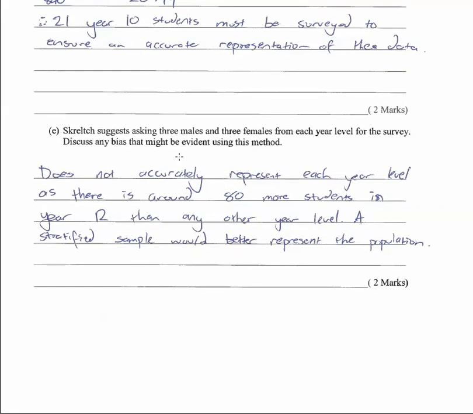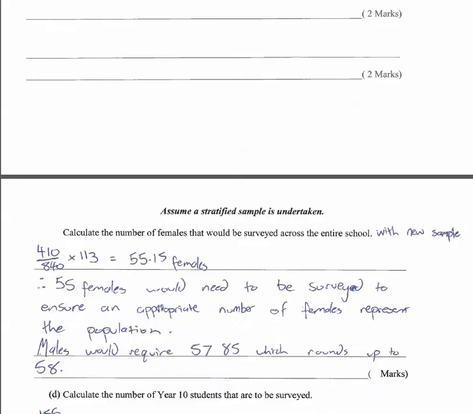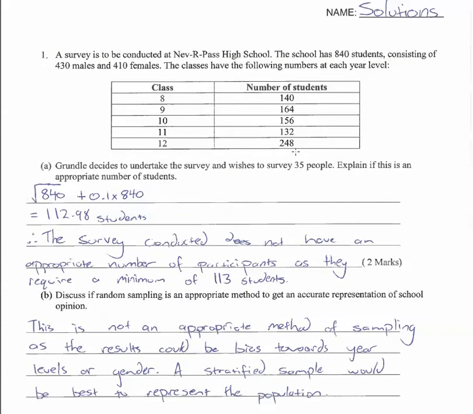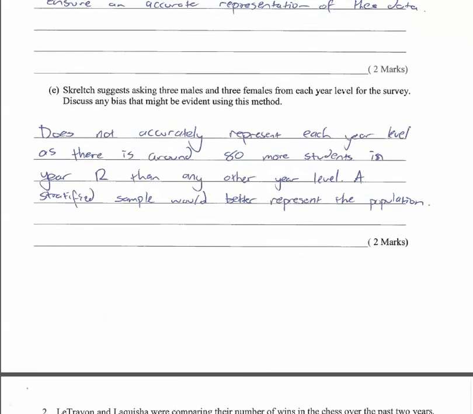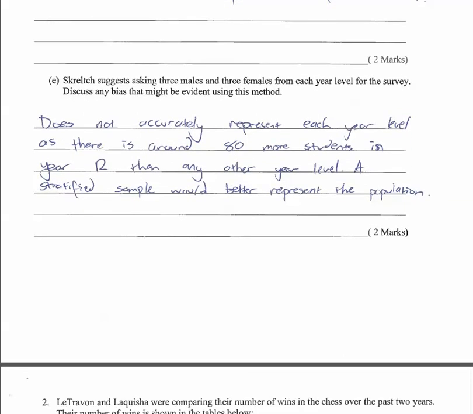They suggest having a look at 3 males and 3 females from each year level and discuss any bias that may be evident in that. Well, as I was saying before, we've got a lot more year 12s than we do any other year level, so we can't just do 3 from each year level because it's not going to accurately represent the year 12 population. So basically you need to make sure that you're doing a stratified sampling method to ensure you get the right number of students from each year level, appropriate to the number of students that there are in each year level.